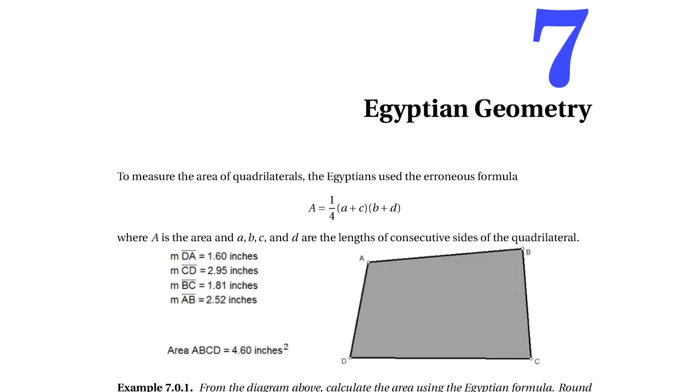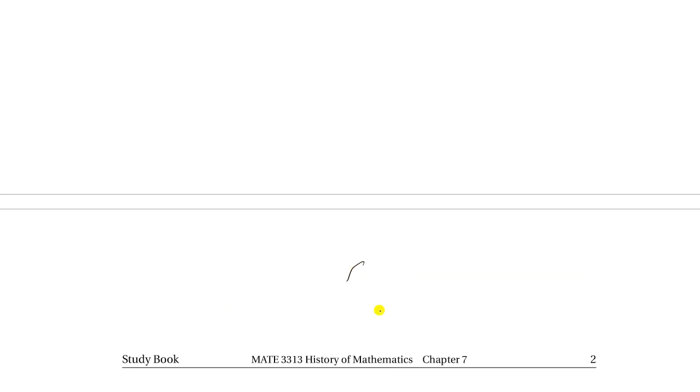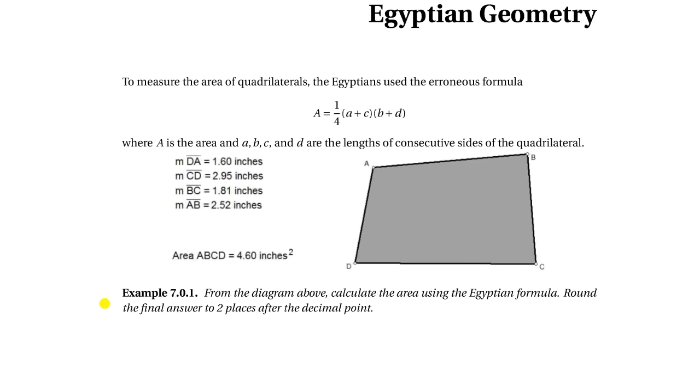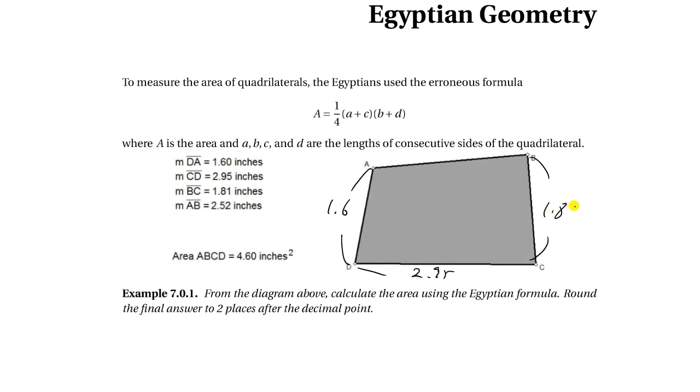Let's, I just use some dynamic geometric software to sketch an arbitrary quadrilateral. And this one returns the length of each side of this quadrilateral, right? So dA is 1.6 inches, and the others are 2.95, 1.81 and 2.52.